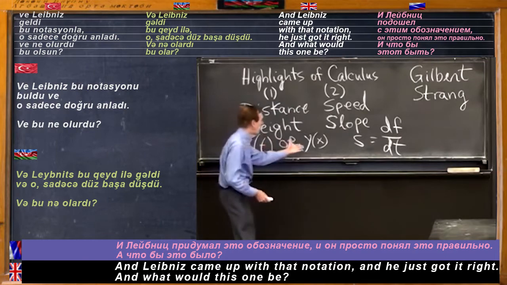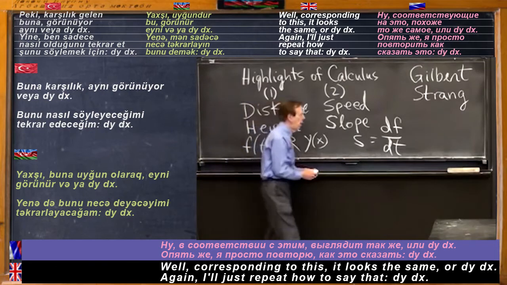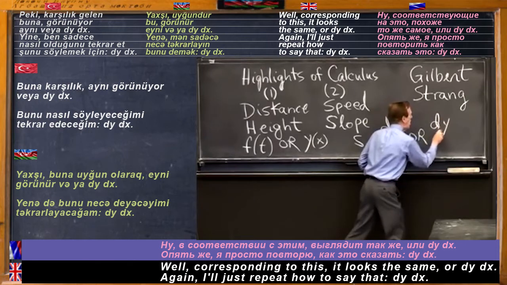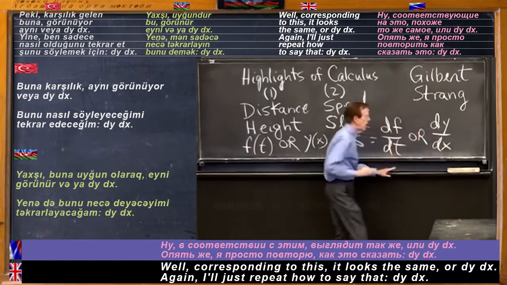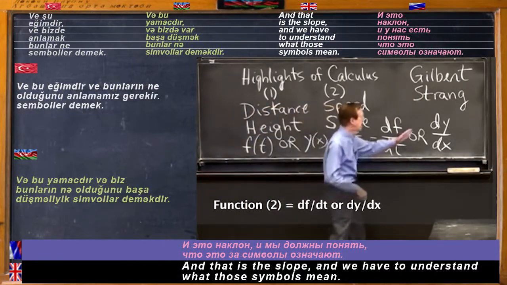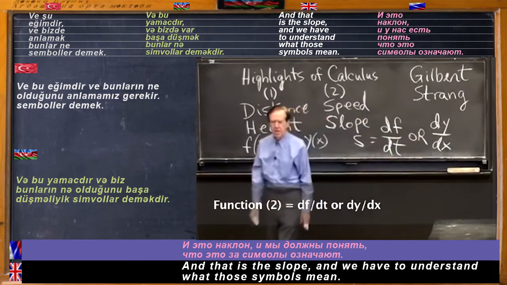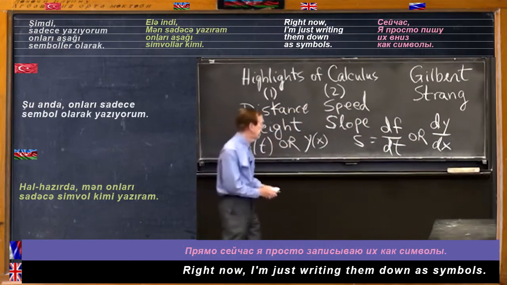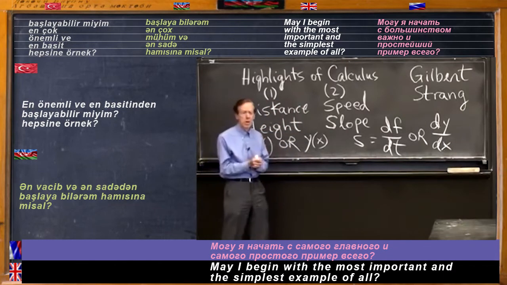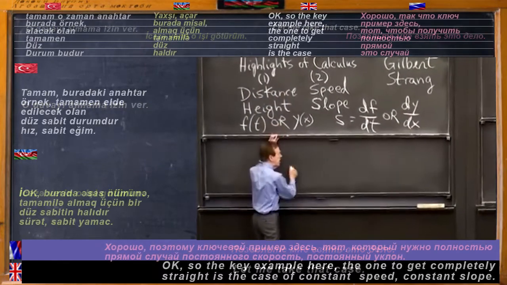So, what would this one be? Well, corresponding to this, it looks the same. Or dy/dx. Again, I'll just repeat how to say that, dy dx. And that is the slope, and we have to understand what those symbols mean. Right now I'm just writing them down as symbols. May I begin with the most important and the simplest example of all? Let me take that case.